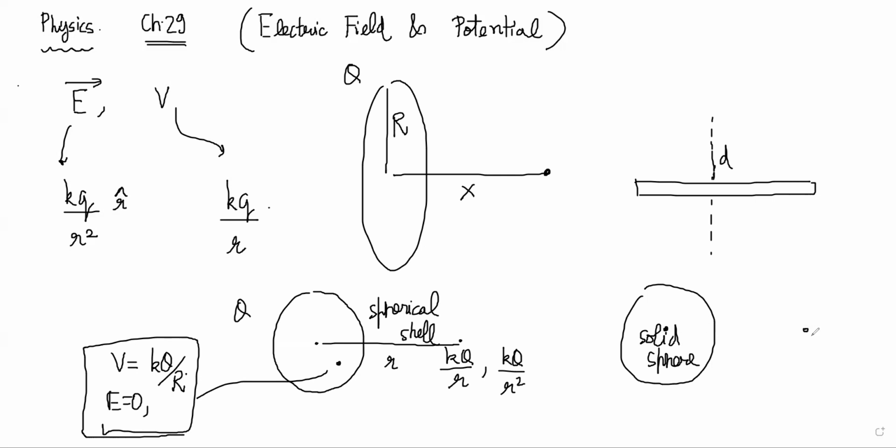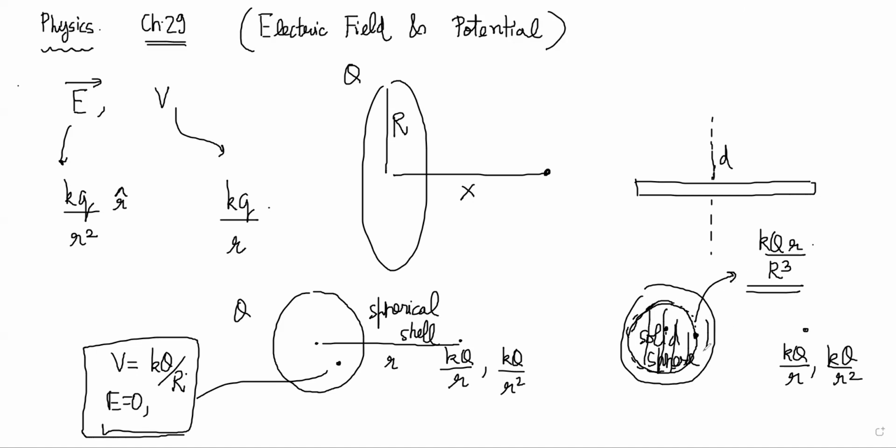For a solid sphere, for outside points, it is obvious: kq by small r, and kq by small r square. For inside points, it is more complicated. The field is easier to remember. The field is as if due to the inner sphere, so it will be kq small r by capital R cube. This is the field. The potential formula is slightly complicated in this case, because the potential has to be due to the inner part and also the outer shells.